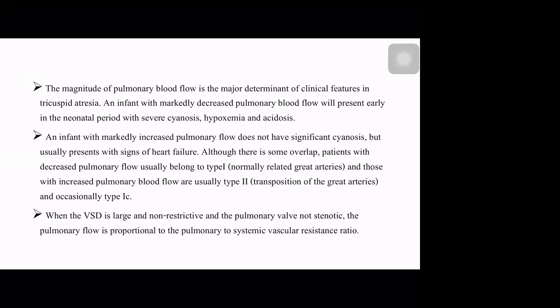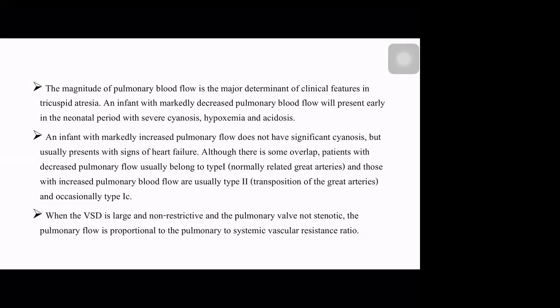So what is type 2? Type 2 is DTGA with tricuspid atresia and presence of VSD in all three subtypes. And what is type 1C? That is the normal great artery without pulmonary stenosis and presence of non-restrictive VSD.